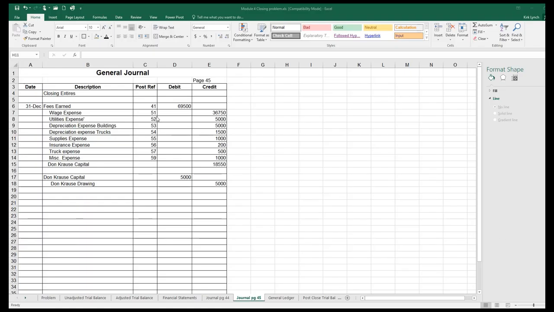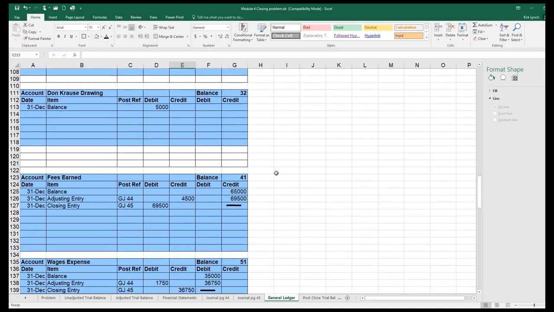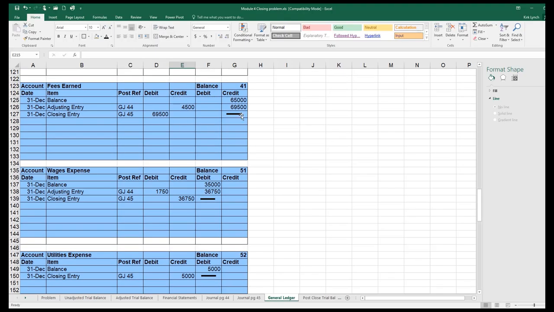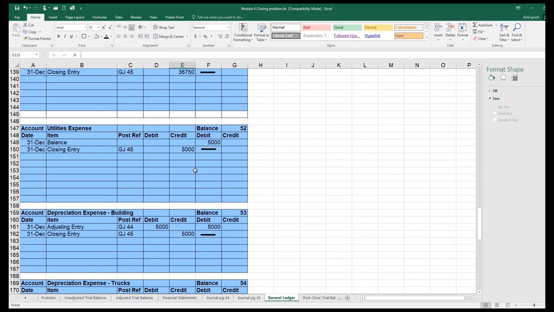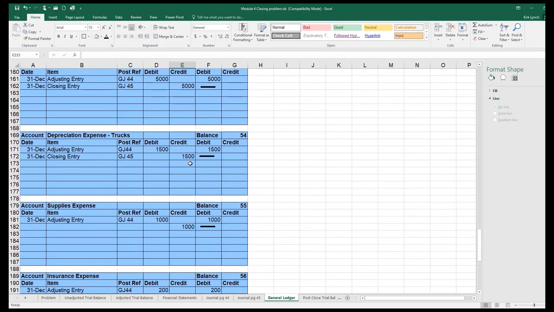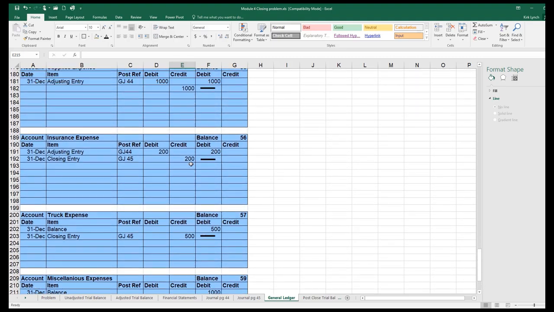Okay, so here we have resumed, and I have posted all these expense entries into the general ledger. I have my posting references here in my general journal. If we go look at our general ledger, we can start with here. We see that wages expense has credit of the balance, and it has now a 0 balance. By the way, I've updated now my fees earned to show a line in the balance column here the way it should be. My utilities expense, 0 balance. My building depreciation expense on my building, 0 balance. Depreciation expense trucks, etc., etc., etc. So all of my expense accounts show a 0 balance.